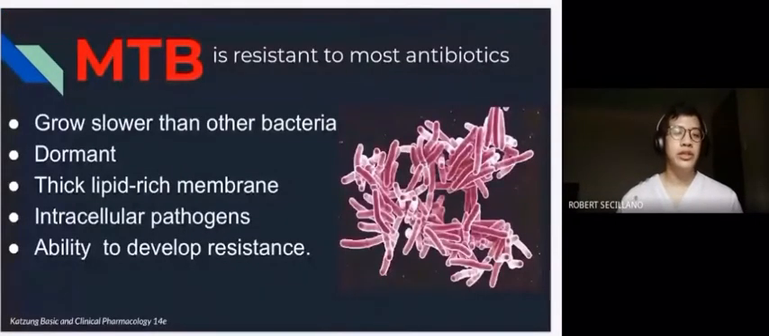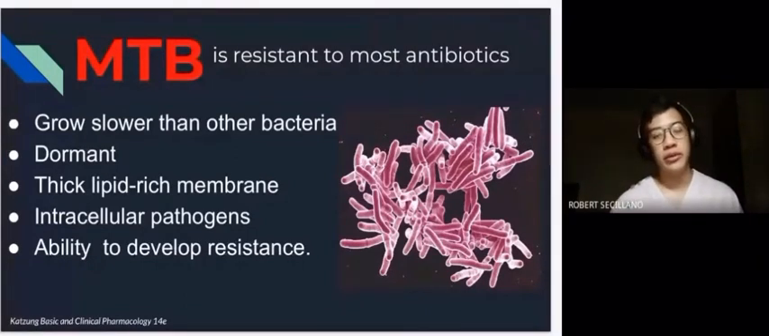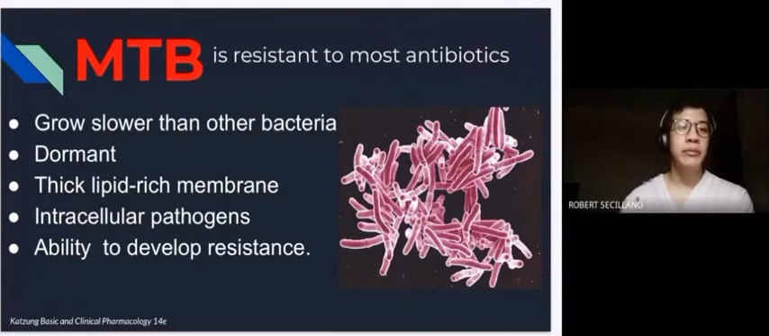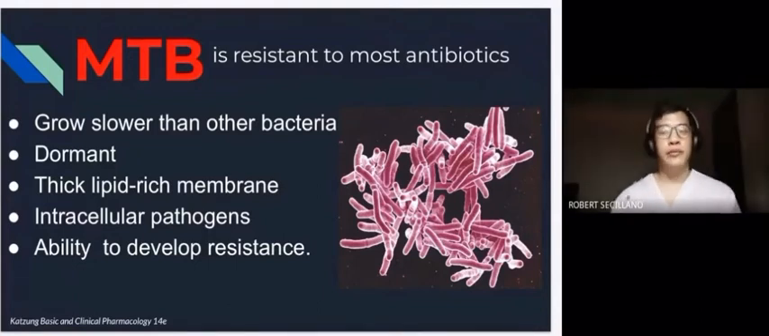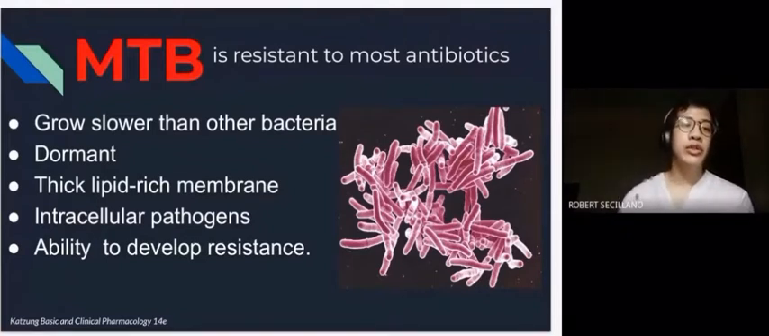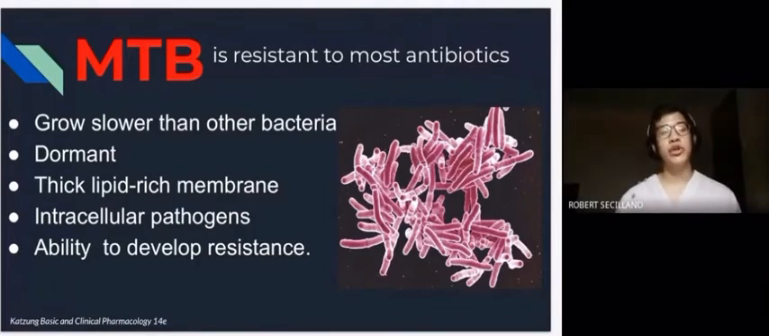So Mycobacterium tuberculosis is resistant to most antibiotics. First, because it grows slower than other bacteria, antibiotics that are most active against rapidly growing bacteria are relatively ineffective. Next, it can be dormant, thus making it resistant to many drugs, or it is killed very slowly. It has a thick lipid-rich membrane. Also, it is an intracellular pathogen, therefore it is inaccessible to drugs that penetrate cells poorly. And last, it has the ability to develop resistance. So a combination of two or more drugs is required to overcome these obstacles and to prevent emergence of resistance during the course of the therapy.